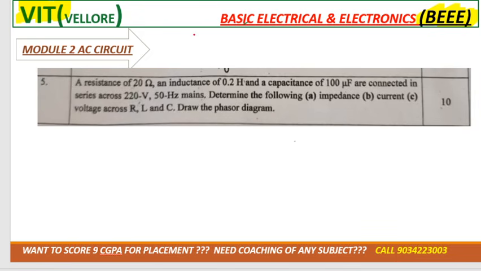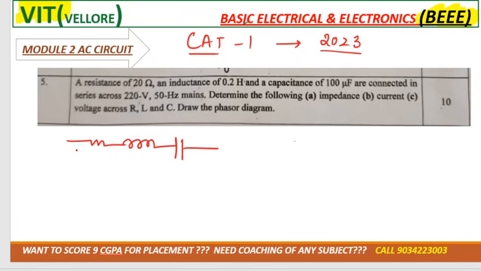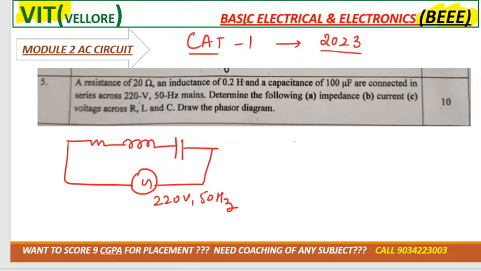Now the next question is also from your CAT 1 exam from 2020. Read the question on your own first and then tell me how we can solve it. This question is from 2023. A resistor of 20 ohm, an inductance and a capacitance are connected in series across 220 volt, 50 hertz. So it would be 20 ohm, 0.2 Henry, 100 micro.